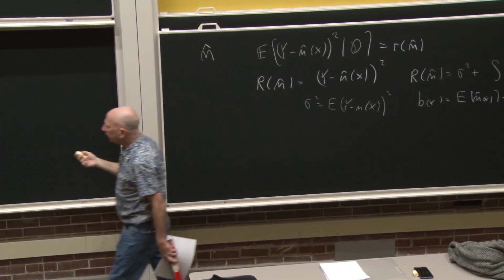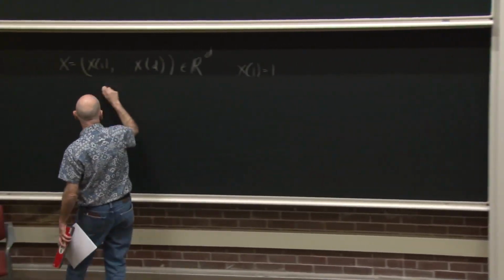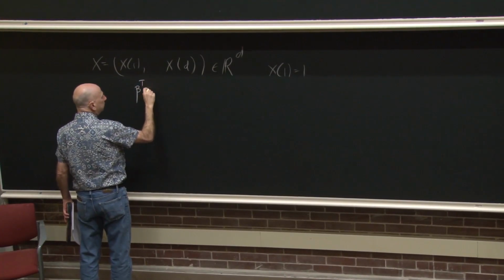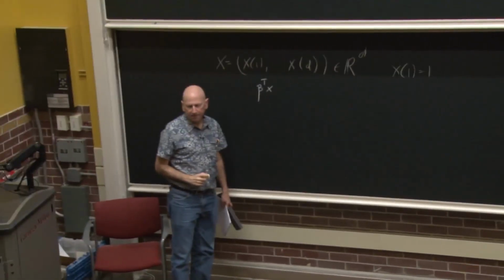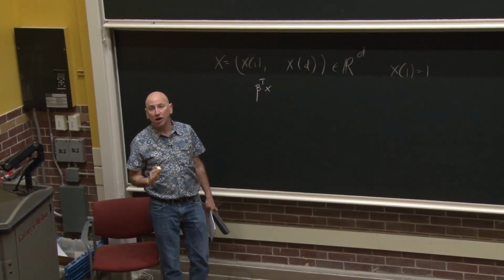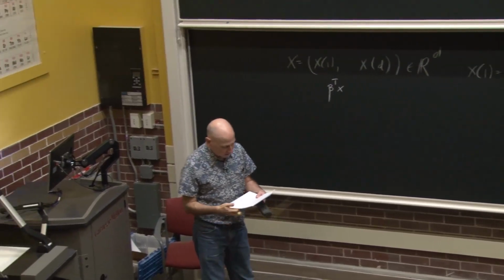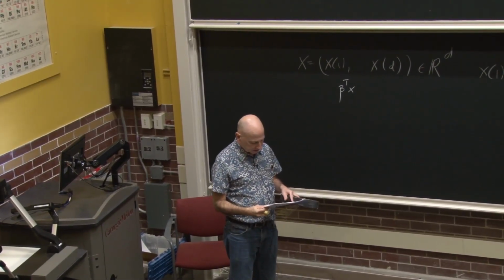So that means that a linear predictor has the form beta transpose x for some beta. Again, that's the predictor we're using, not the truth. The truth we're not assuming is linear.